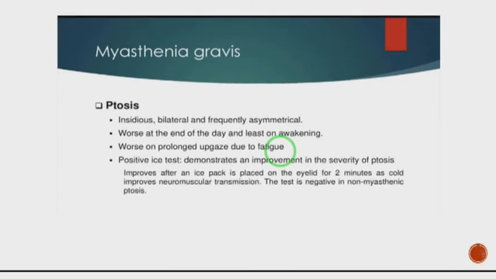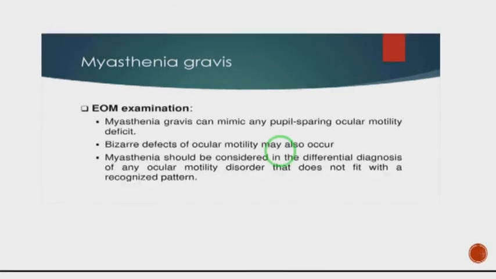When the patient is having ptosis, we bring an ice pack, put it on the eye for 2 to 3 minutes, and then start to examine. You will find that there will be improvement in the ptosis. If the test is positive, this means that this is a myasthenic patient, and this is due to the fatigability of the levator muscle. If the patient does not improve, then we will search for other causes of ptosis.